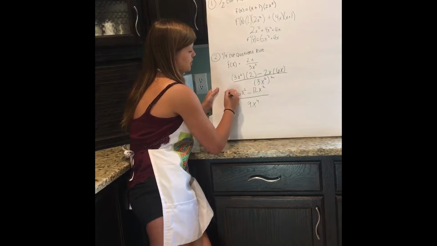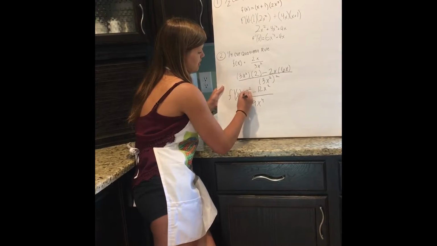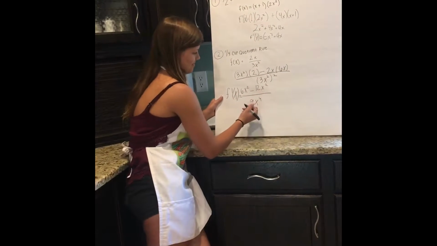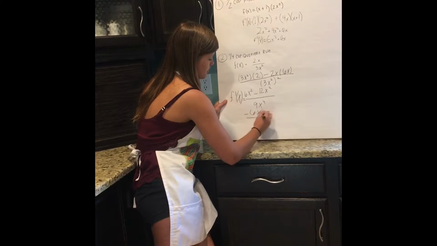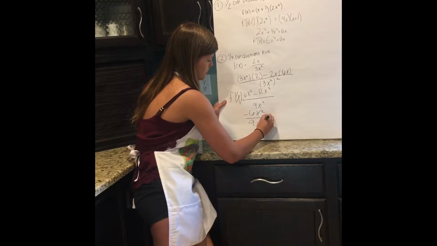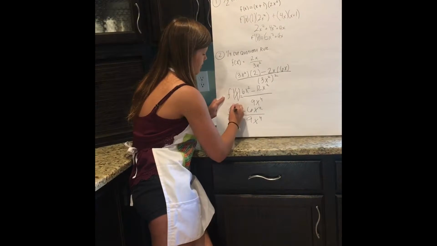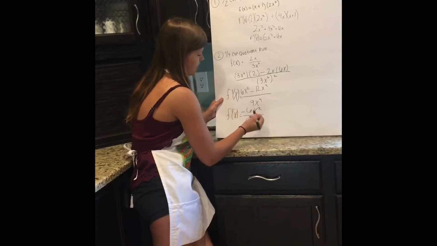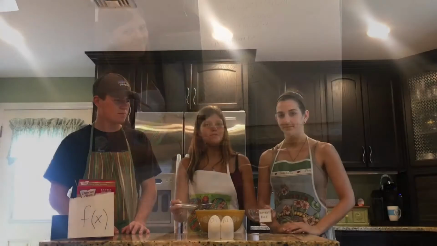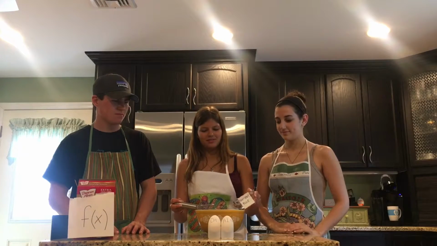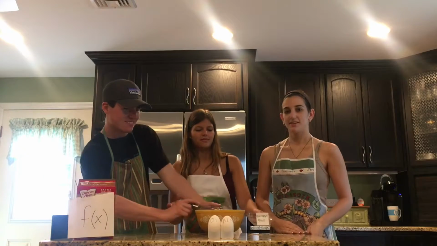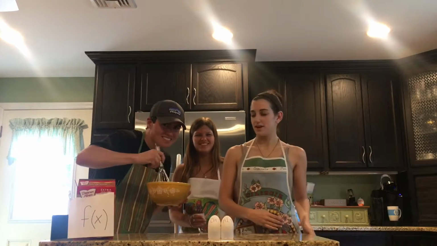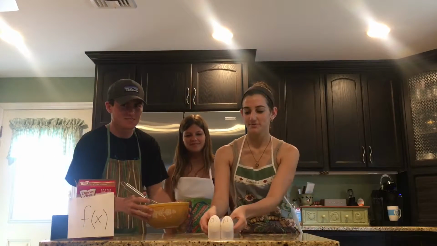And if you want, you could continue to simplify it until you get the result. And that is your final answer. And now we can finally add the quotient rule to our function. The final step for cooking up our function is adding the chain rule.